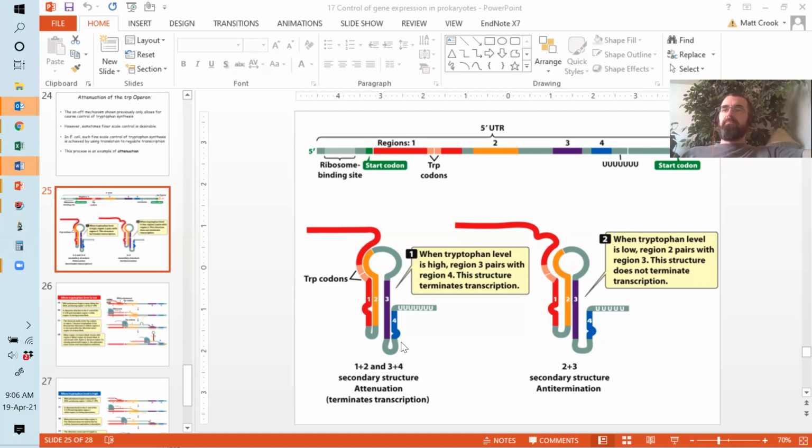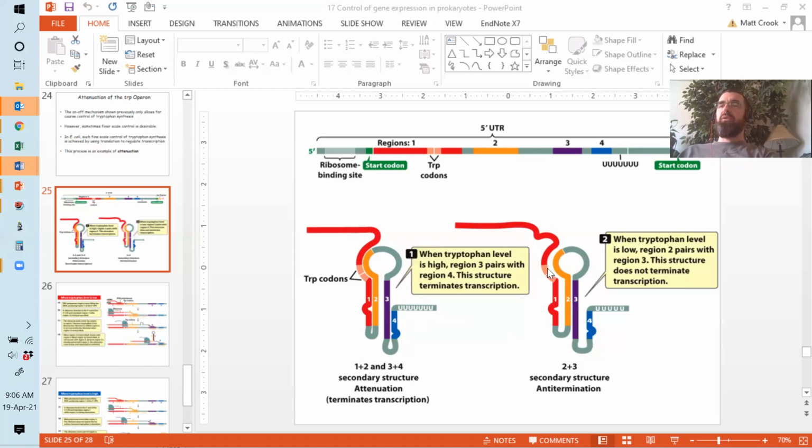Good. And this will form if 1 is available to pair with 2. That's the key, right? Now, if 1 is not available to pair with 2, and you know why that is, but we'll go back over in a little bit.